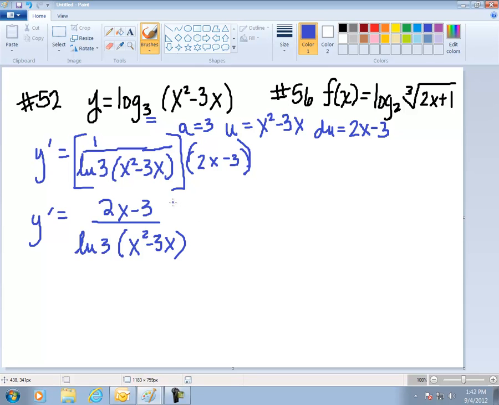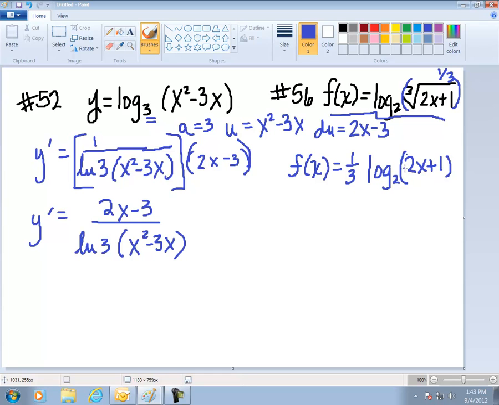And now one final example here. f of x equals log base 2 of the cube root of 2x plus 1. Now recall that since I'm dealing with logs, I can rewrite this log using properties of logs. So since this is an exponent here, I can rewrite it. Remember, the cube root is like writing it as an exponent 1/3, so I can pull that out front. 1/3 log base 2 of 2x plus 1.